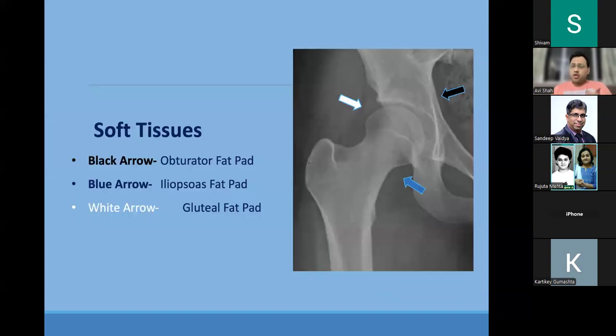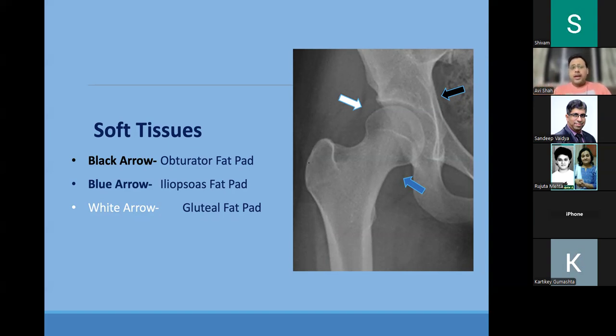Then next, you look at the soft tissues. Whenever there is an effusion around the hip, if you have a good X-ray, a lot of the times, like in the elbow, you can pick up the fat pads around the hip and you can pick up effusion. If you look at the black arrow, the black shadow over there is the obturator fat pad, and that can tell you if there is any swelling or infection on the inner side; that fat pad can be enhanced.